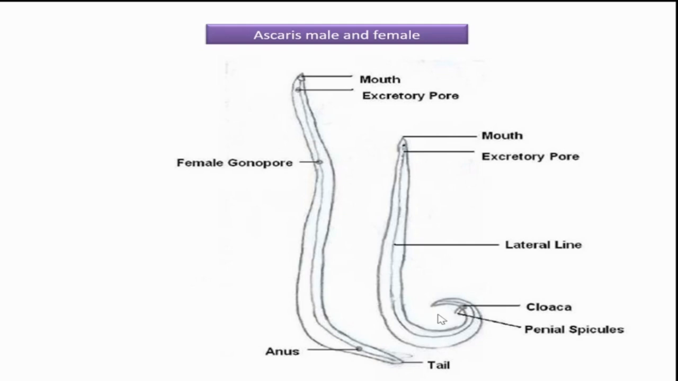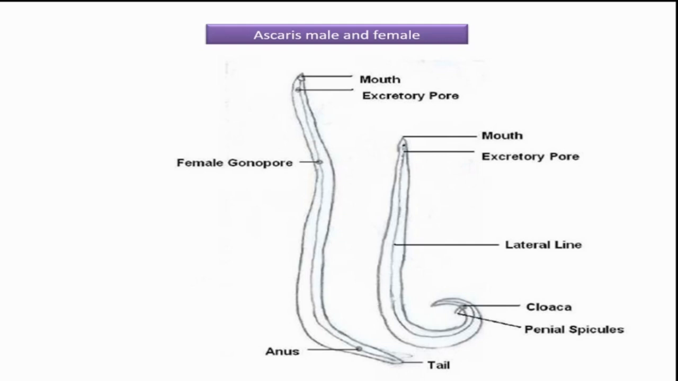And the next difference is that the anus and genital pore are separate in the case of females. You can see that this one is the anus and this is the genital pore. They are separate. The genital pore is found almost mid-ventrally, about 1/3 of the distance from the anterior end. But in the case of the male, there is no separate opening. Instead, there is a common single opening for eliminating waste and also for releasing the sex cells, that is the cloaca. The common opening is otherwise called the cloaca.